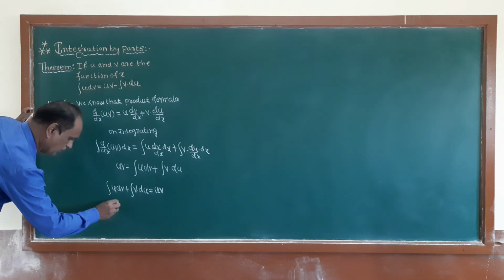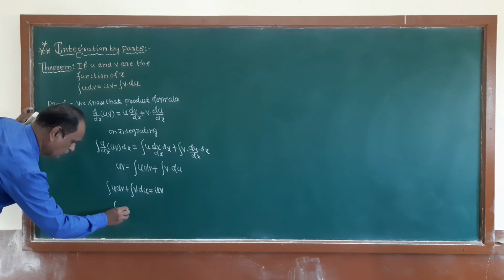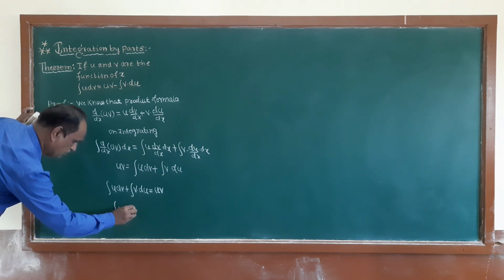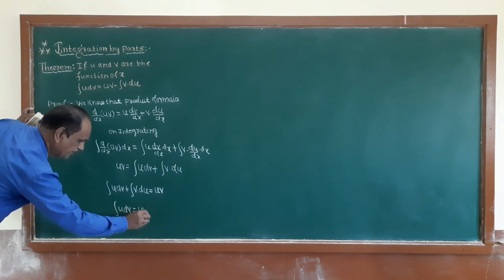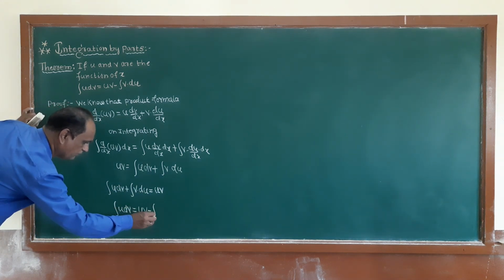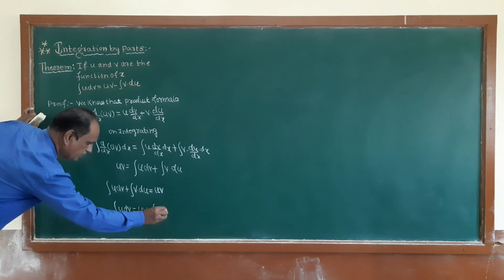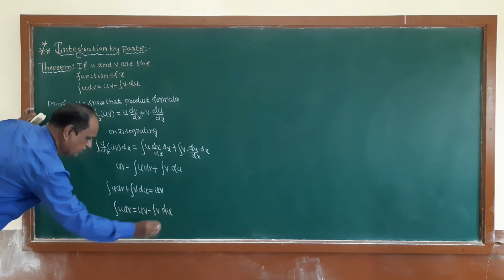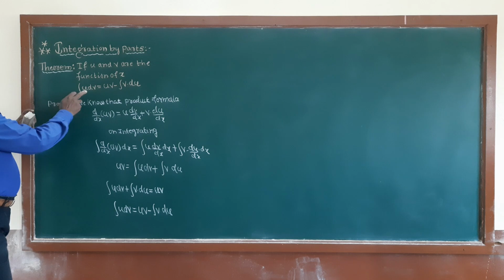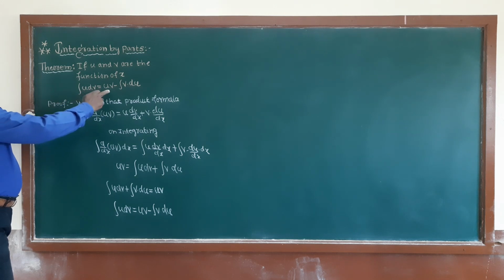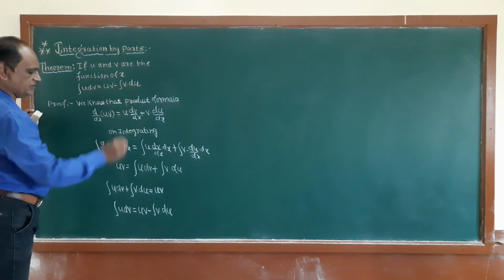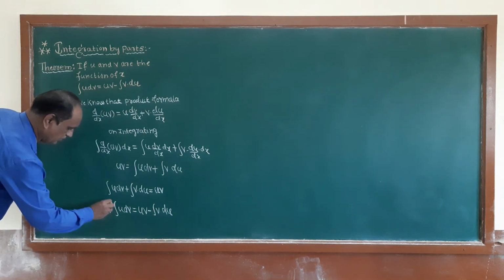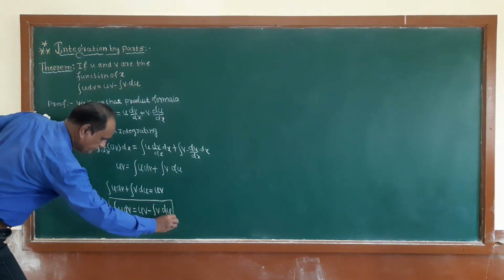So integral of u into dv is equal to, lift this term to the other side, so uv and then minus integral of v into du. Totally, integral of u into dv is equal to uv minus, under the integral sign, v into du. So this is the required formula.